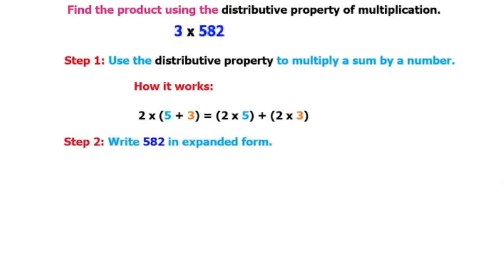So now what we can do is write 582 in expanded form. And how do you do that? I have some other videos that I did. You should be able to find them in the description below if you need a refresher. Okay, so let's write 582 in expanded form. Here's 582, and we know the 5 is in the hundreds, the 8 is in the tens, and the 2 is in the ones. Everything always comes back to place value. So if we break down this number into expanded form, it'll be 500 plus 80 plus 2.